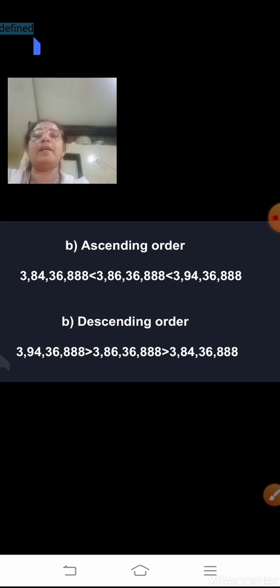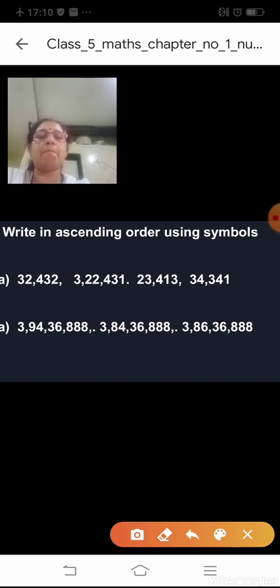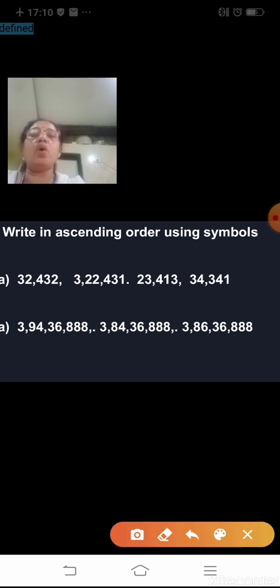Now coming to the second sum, we have got 3 numbers: 3 crore 94 lakh 36,888. Then again 3 crore 84 lakh 36,888. 3 crore 86 lakh 36,888. Now just see here children, all the first digit numbers are 3 crores.